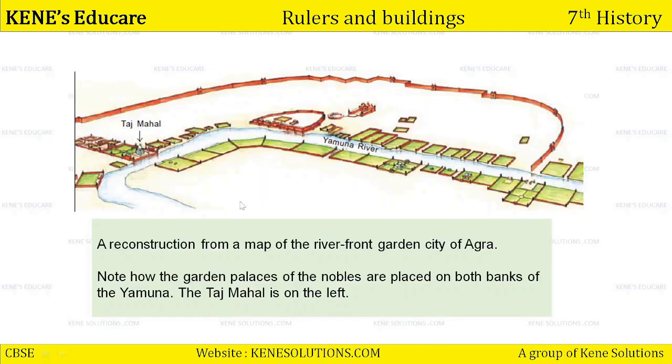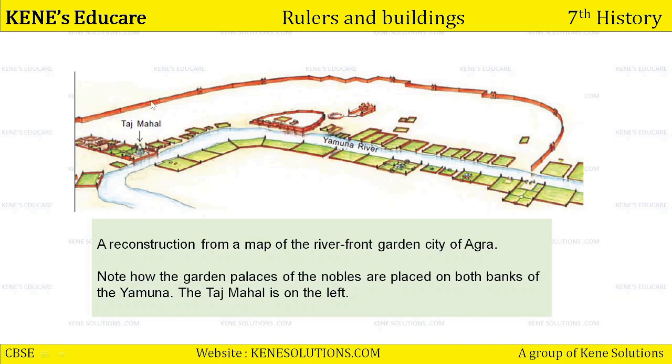See, here is a reconstruction from a map of the riverfront garden city of Agra. So there's a garden city, you can see here, and basically they are making the riverfront so that people can enjoy the scene and the view. Note how the garden palaces of the nobles are placed on both banks of the river Yamuna. The Taj Mahal is on the left hand side. Can you see my arrow?